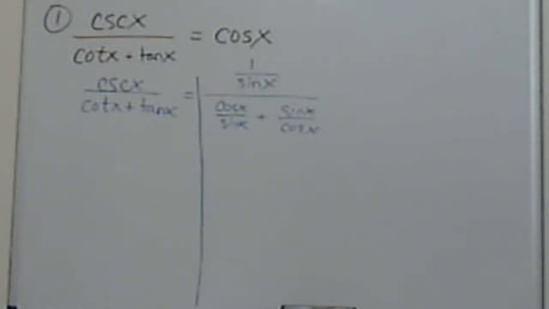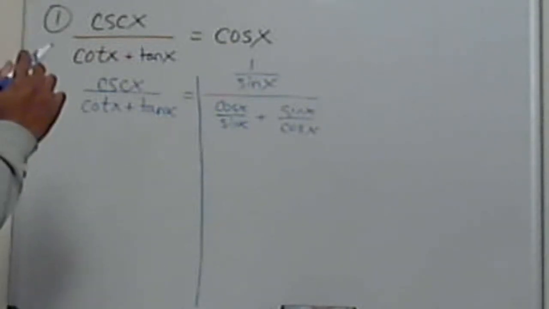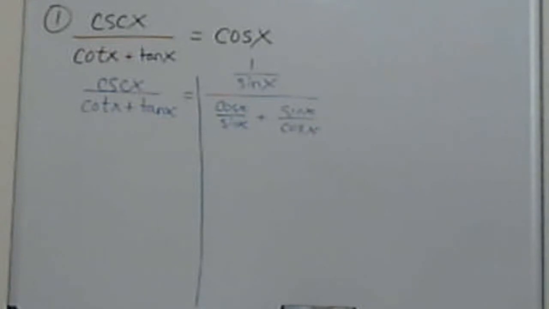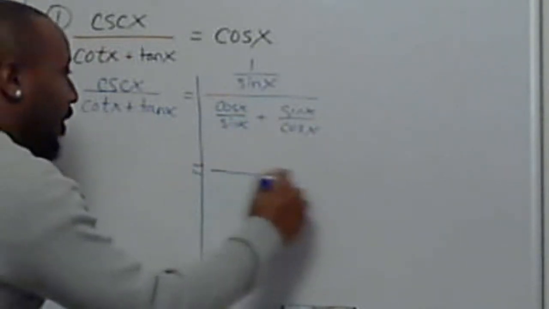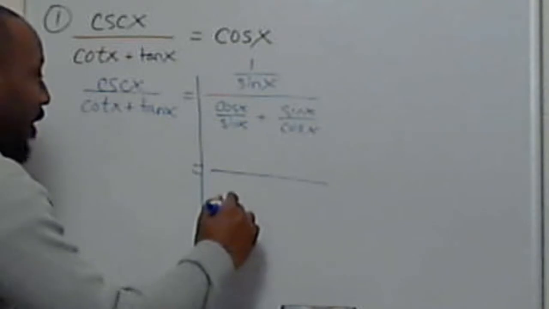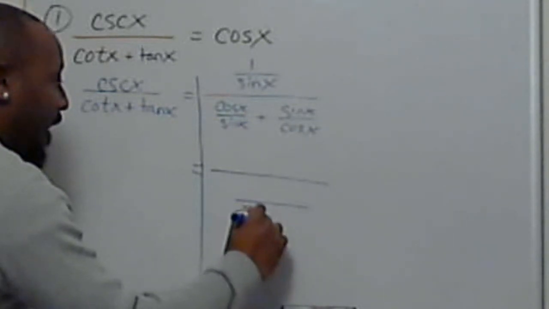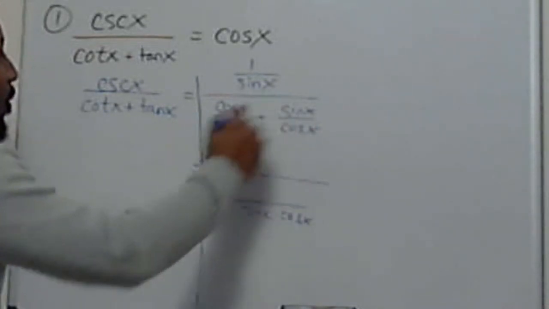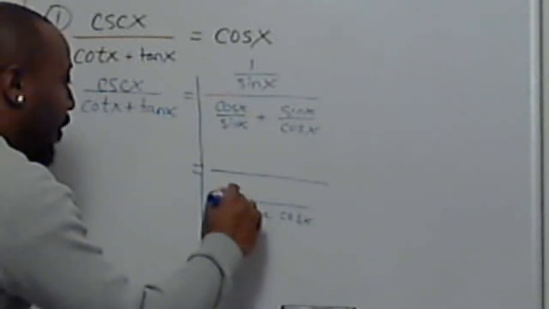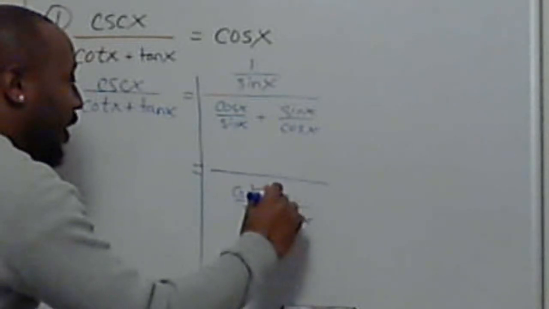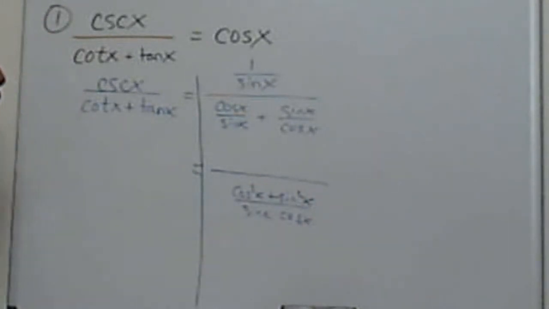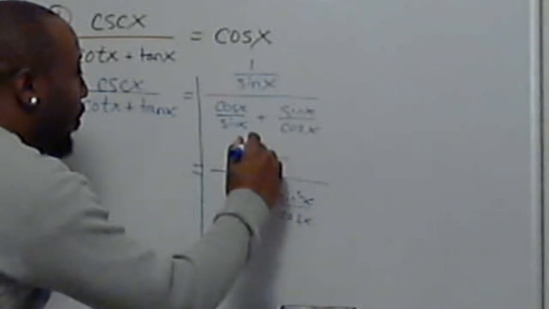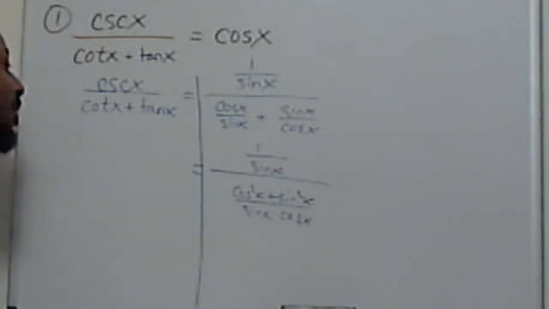All right. Now we have a bunch of fractions. If we have fractions within a fraction, we want to make sure we set up a common denominator. In this case, the common denominator would be sine x cosine x. And then when we set up our numerators, that's going to be cosine squared x plus sine squared x. Now the top will remain the same, that would be 1 over sine x.